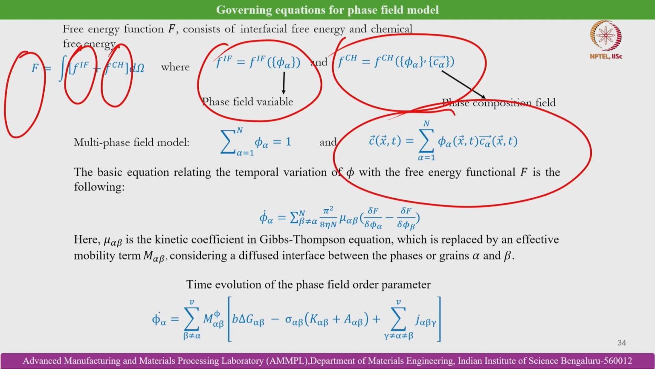alpha bar. The basic equation relating the temporal variation of phi with the free energy functional F is the following. phi alpha dot is equal to the summation of beta not equal to alpha to n of pi square by 8 eta n, mu alpha beta into del f by del phi alpha minus del f by del phi beta, when there are two phases involved, that is alpha and beta, where mu alpha beta is the kinetic coefficient in the Gibbs-Thomson equation, which is replaced by an effective mobility term m alpha beta, considering a diffused interface between the evolving phases or grains alpha and beta.